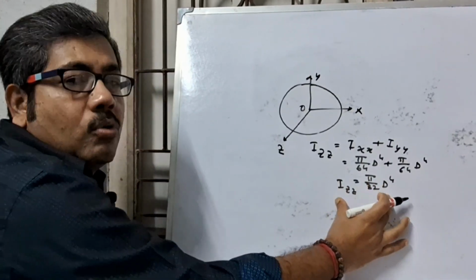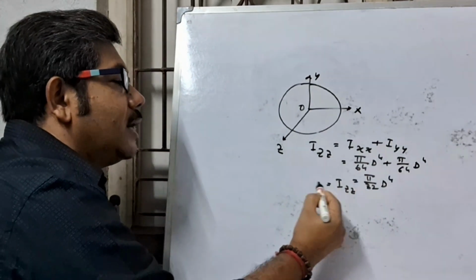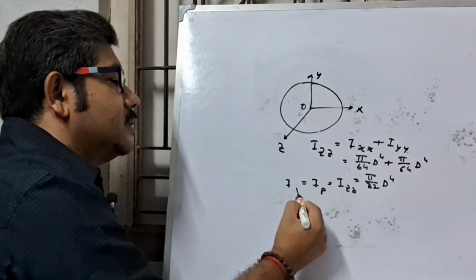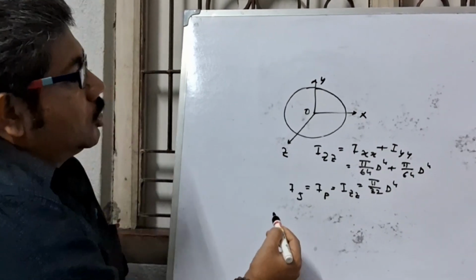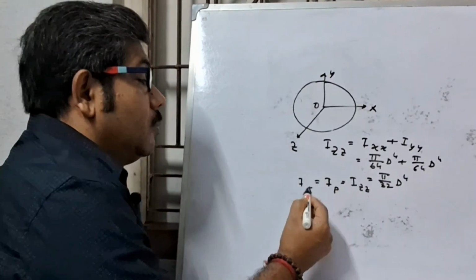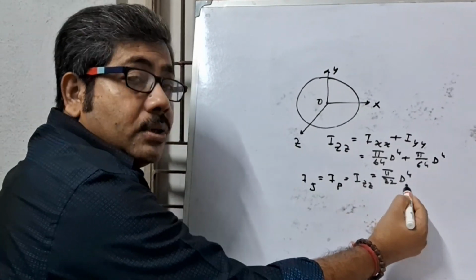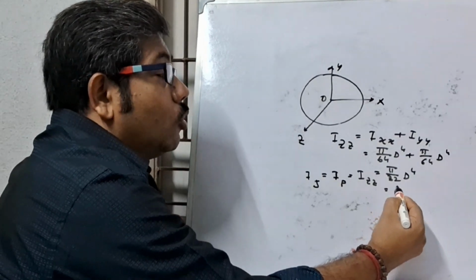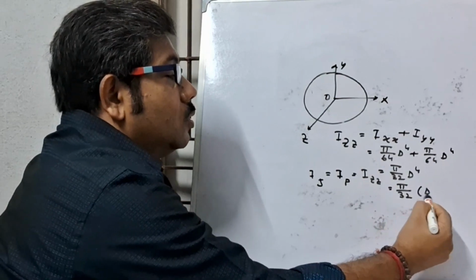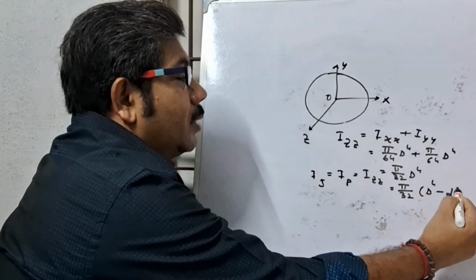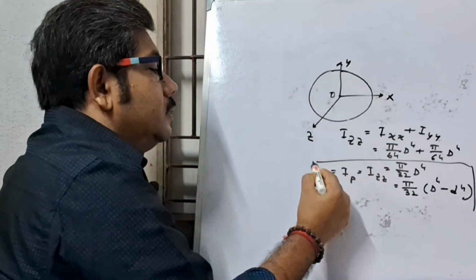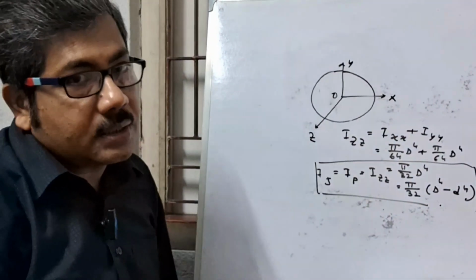This is the value of polar moment of inertia and it can be written as I suffix P or J. Okay. So the polar moment of inertia of a solid circular shaft equals pi by 32 d to the power 4, and for a hollow circular shaft this is pi by 32 into capital D to the power 4 minus small d to the power 4. Okay, this is polar moment of inertia.